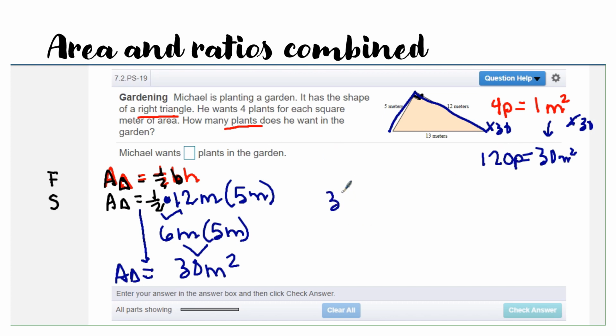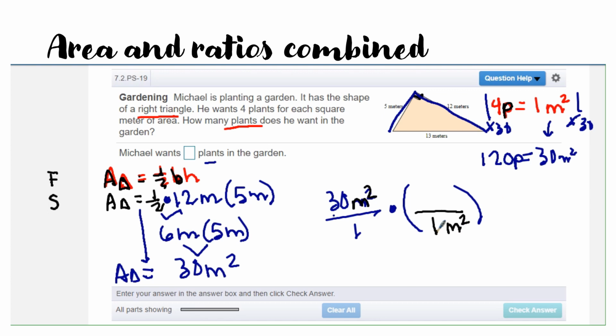So we want to convert 30 meters squared into plants, the number of plants, which is our answer. So we can put this over 1, and we can multiply by the conversion factor, which is right here. So since I have meters squared in my numerator, if I want meters squared to cancel out and I want it to convert into plants, I'm going to put meters squared in my denominator. So I'm going to put 1 meter squared in my denominator, and then I'm going to put that for every 1 meter squared, there are going to be 4 plants.